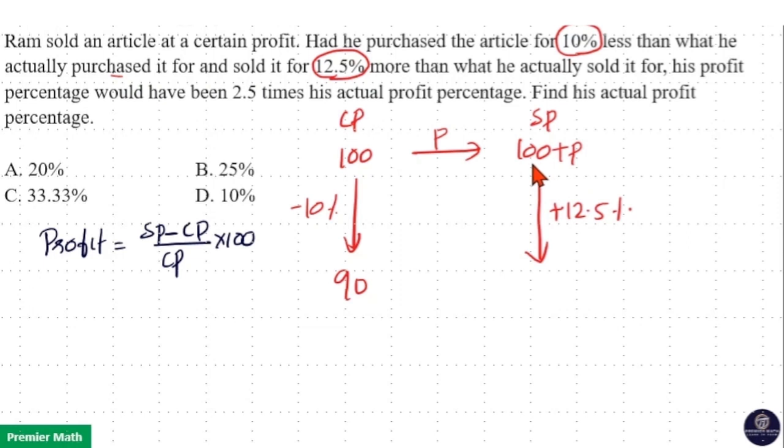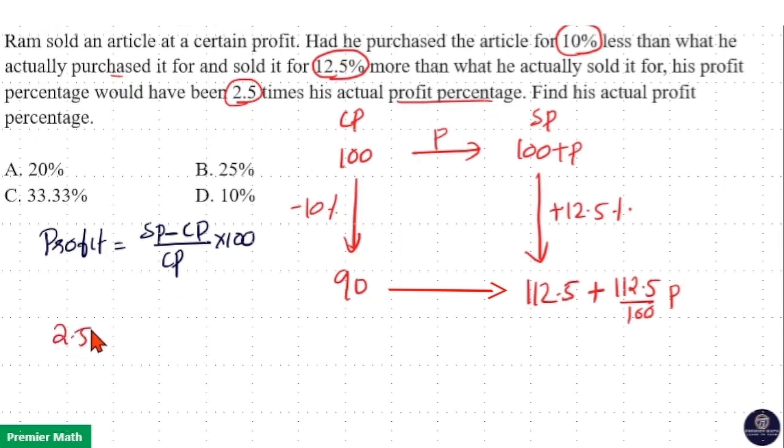Here 12.5% of 100 is 12.5. Then 100 plus 12.5 is 112.5, plus P plus 12.5% of P, which is 112.5% of P. Now we can see if I take the difference between selling price and cost price, this is equal to 22.5, which is equal to 12.5% minus 10%. So here, if I apply this formula, the profit is 2.5 times the actual profit.